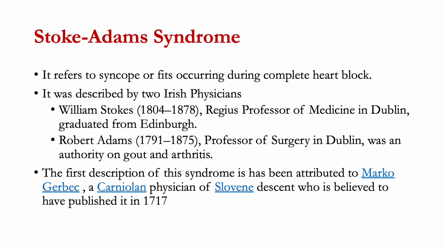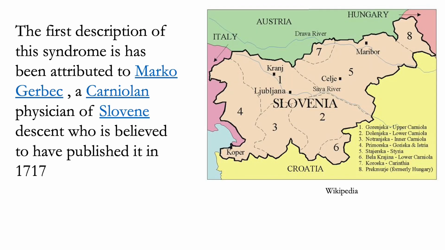The first description of the syndrome has been attributed to Marko Gerbec, a physician of Slovene descent, who is believed to have published it in 1717. He was a native of Carniola, which is in present-day Slovenia, and Carniola has Upper Carniola, Lower Carniola, and Inner Carniola. This map is from Wikipedia.